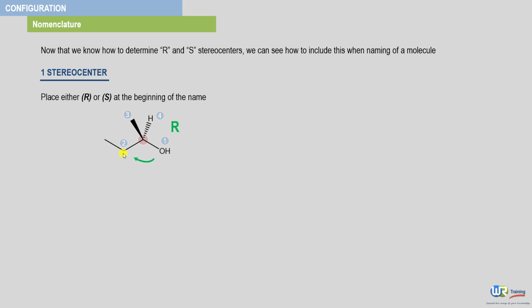And therefore, the name corresponding to this compound is R-butane-2-ol. Here's another example where the configuration for the stereocenter is S, and therefore the name is S-butane-2-ol.